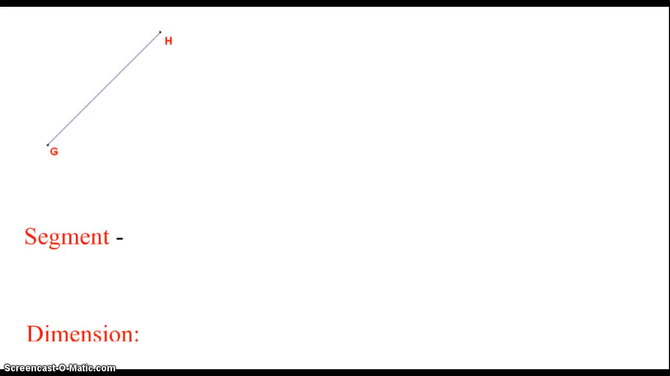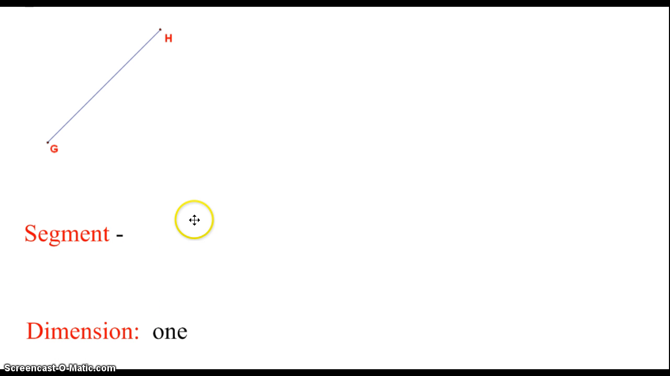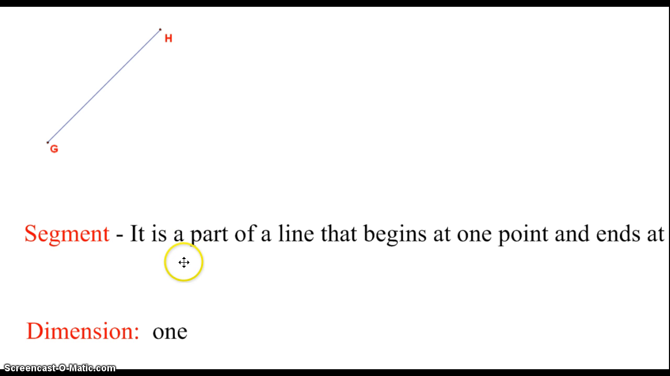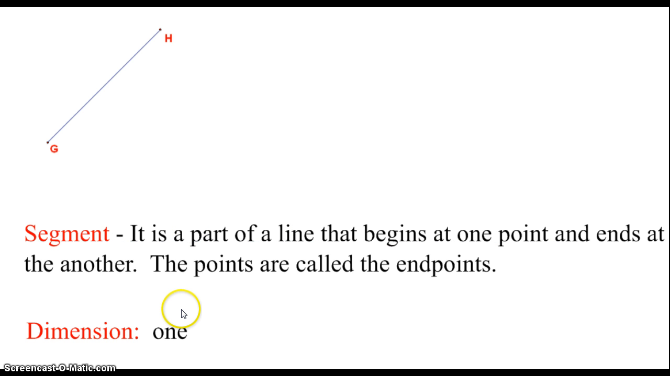A segment is in our line family, so we already talked about this: if it's in the line family, it has one dimension. What a segment is, instead of a line extending in infinite directions, is a part of a line that starts at one point and ends at another. The points where they end are called endpoints.